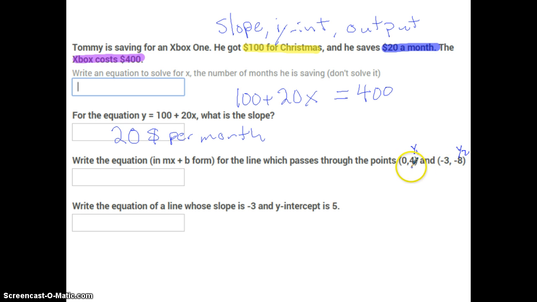So negative 8 minus 4 is y2 minus y1, which is negative 12. Over, and then the change in the x-coordinates, this is x2 and this is x1, so that's negative 3 minus 0, that's just negative 3. And I can simplify 12 over 3 as 4, and then 2 negatives make a positive.